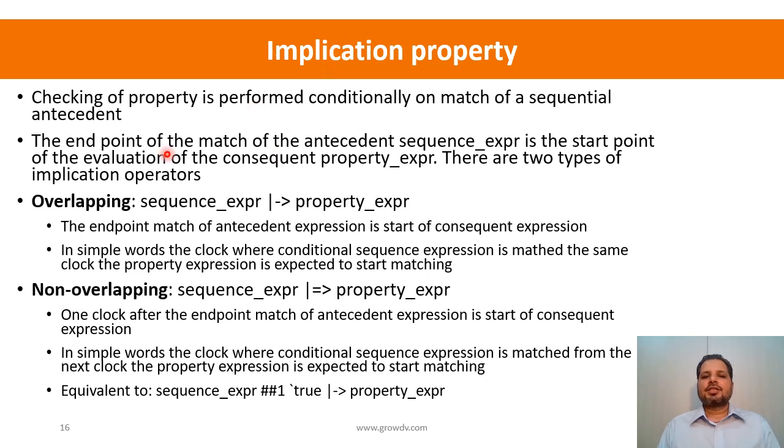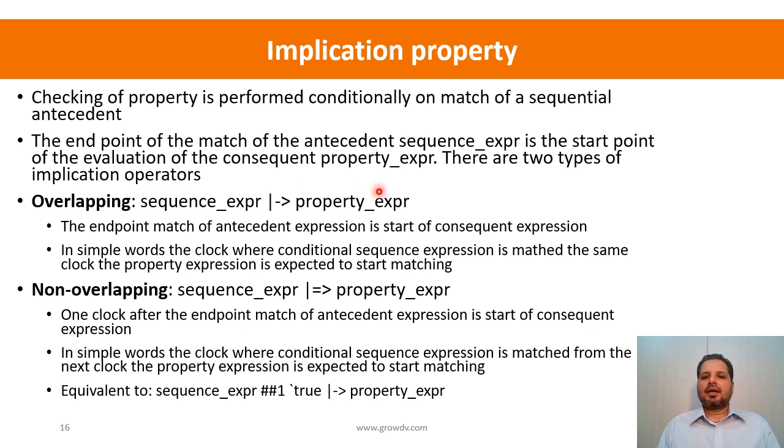So in the implication operator, the check on the property is performed conditionally on a match of a sequential antecedent. We have already seen that the sequence expression on the left side of your implication operator is called the antecedent, and the one on the right side is called the consequent. When the antecedent is completely matched, that endpoint of match of the antecedent sequence expression is actually the starting point for the evaluation of your property expression.